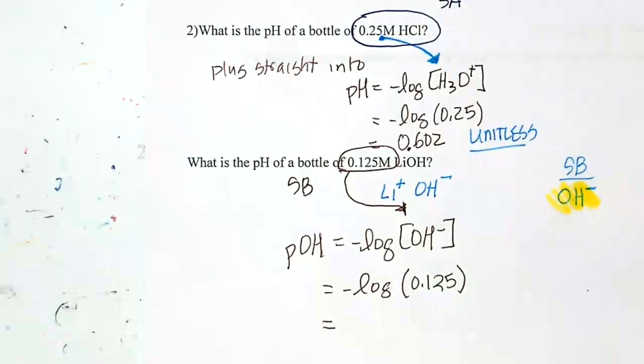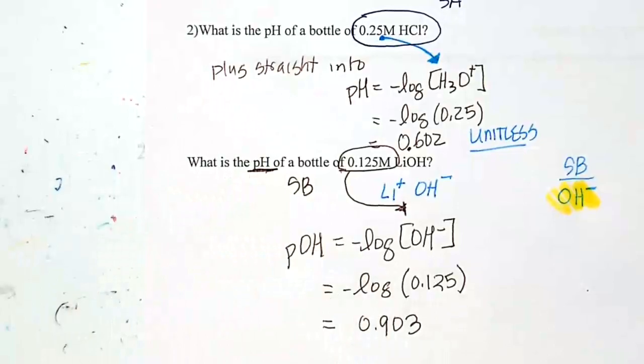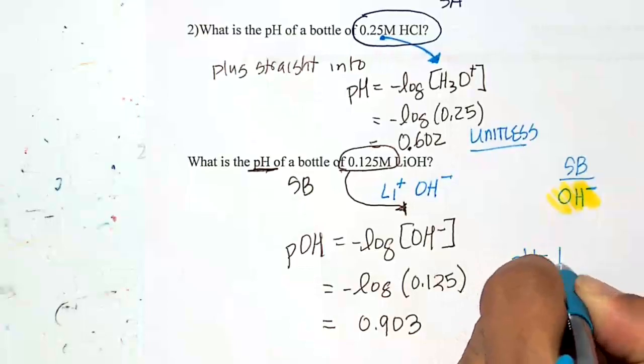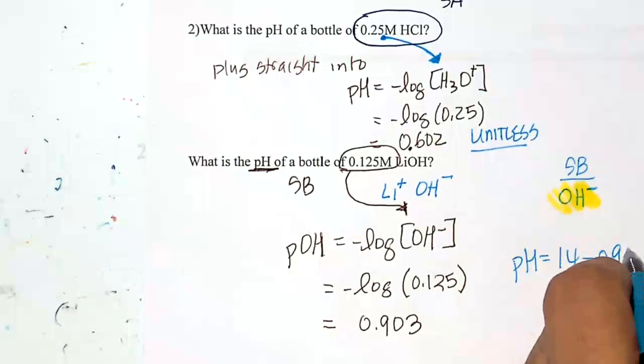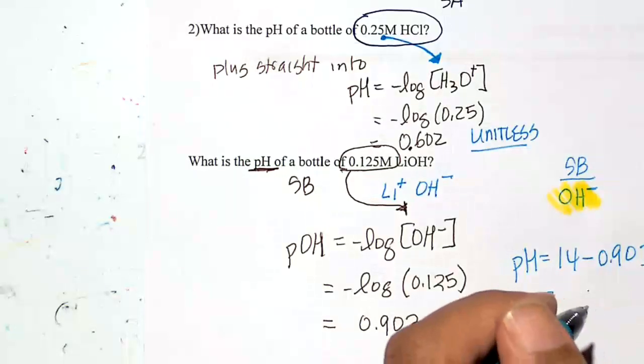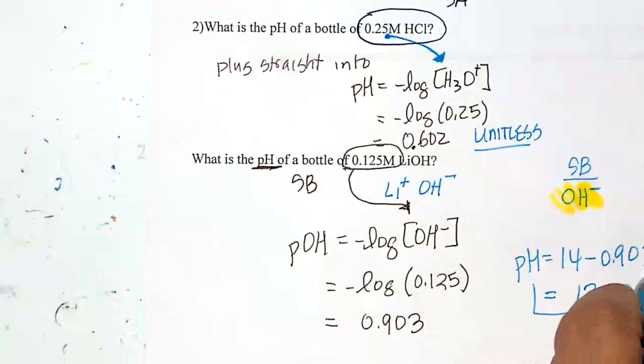Okay, so what do you guys get when you plug that into your calculator? 0.903. Okay, is this your answer? Okay, so we got our pOH, and now let's get our pH. Our pH is going to be 14 minus 0.903. And that is 13.10, I guess. If you round, it'll be 13.10.